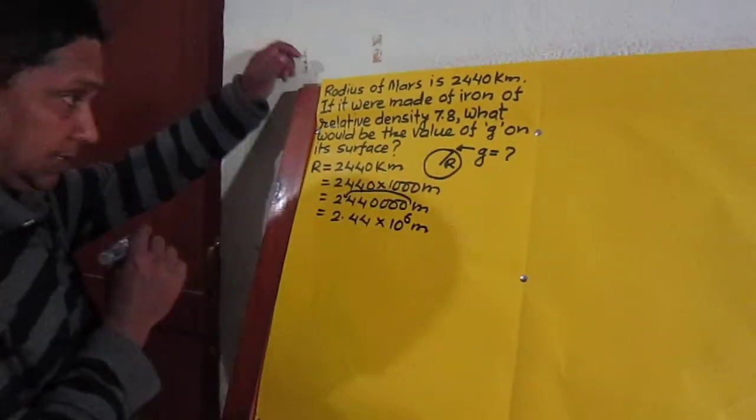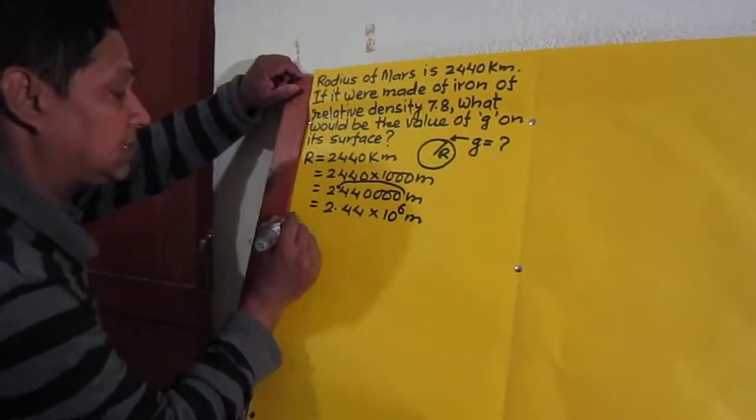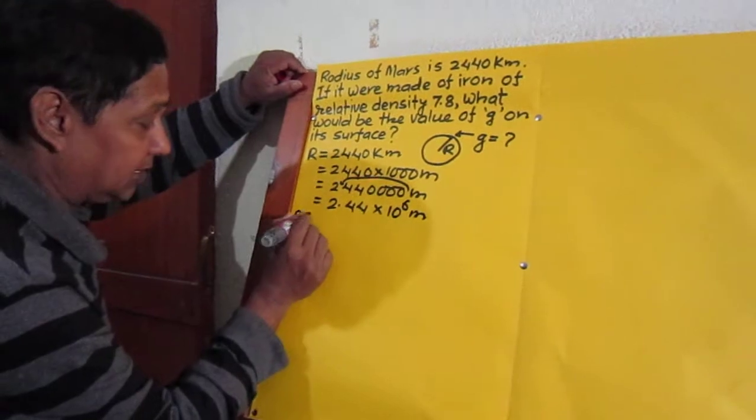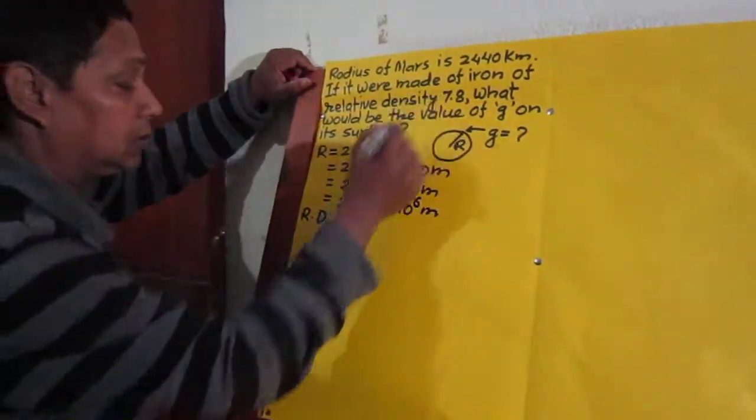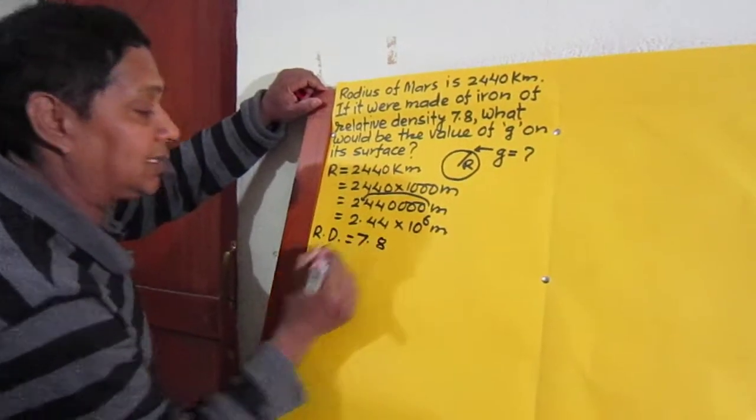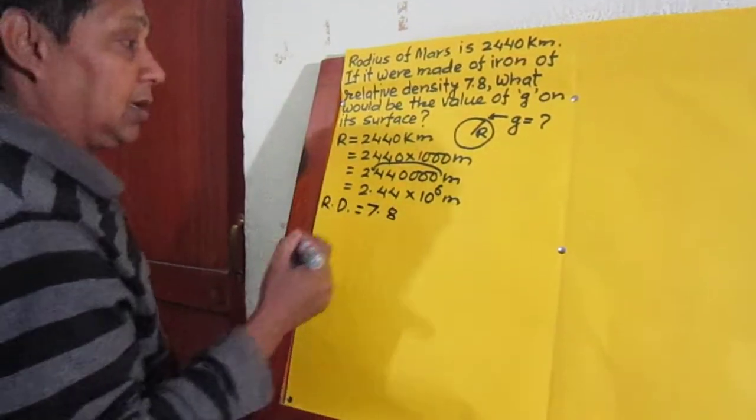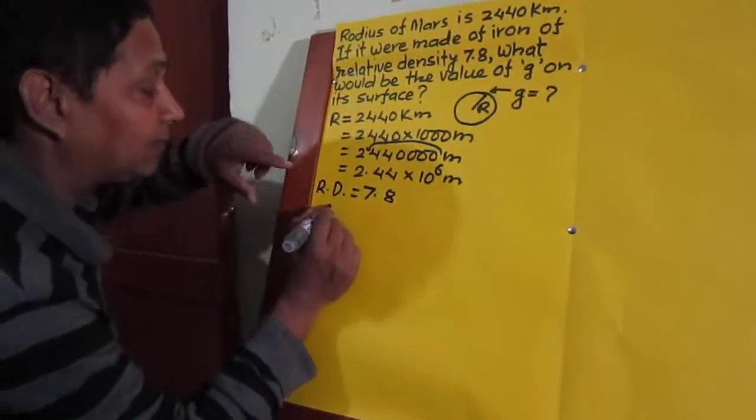This is radius. Now relative density is given. Relative density is equal to 7.8. We are later converting it into density in SI system.